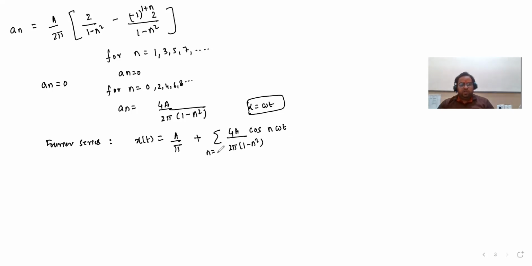So now n is equal to some even number. Okay, n is equal to 2, 4, 6, and 0 also, 8, and so on. Okay, this is essentially what we obtained here. That is the Fourier series expansion of a half wave rectifier.